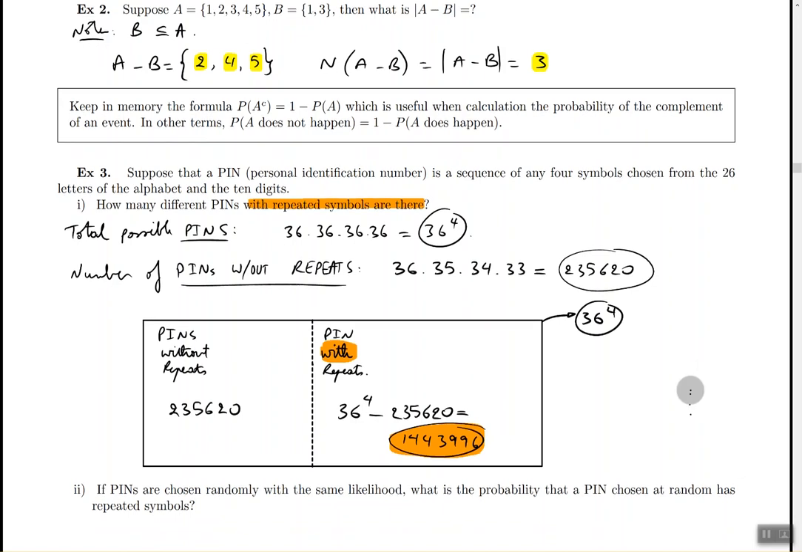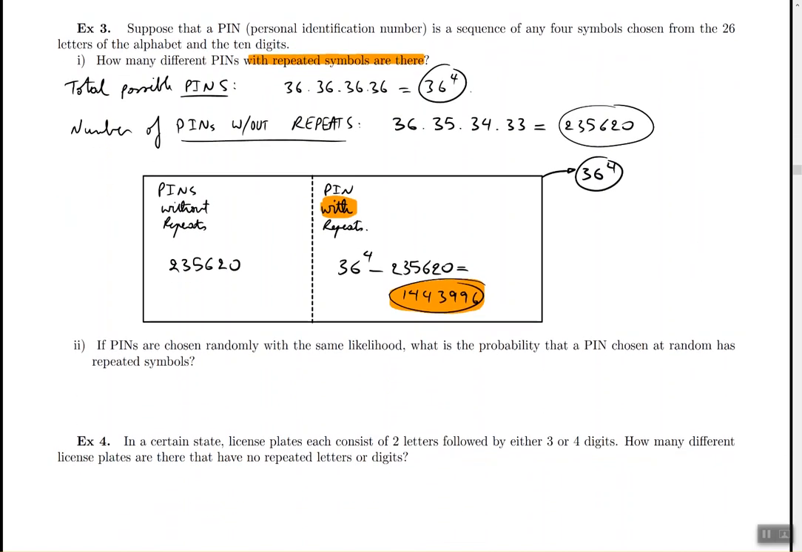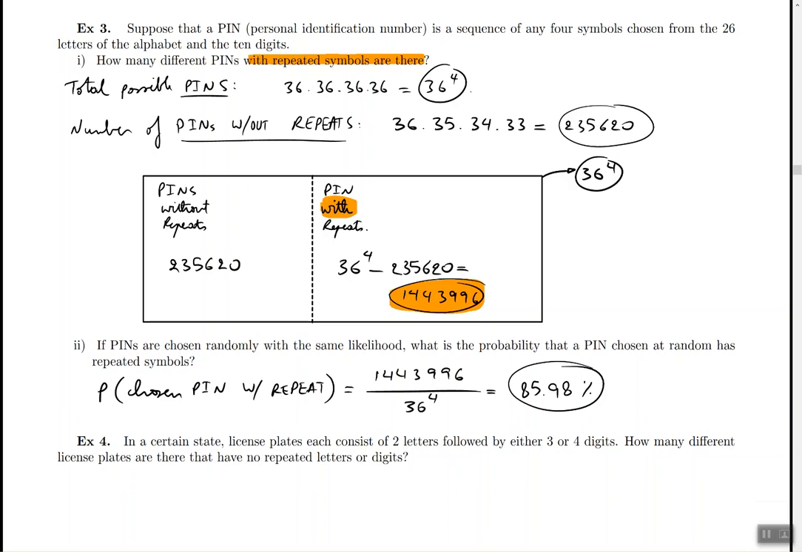Let's keep going to part 2. Now, what is the probability of choosing a pin that has a repeat? So, probability of chosen pin having repeat. Well, again, the answer is pretty straightforward. It's how many pins have some sort of repeat, which is that number that we just got, divided by the total number of pins in the universe. And again, I'm going to do a decimal, then I'm going to turn it into a percentage with 2 decimal places. So the answer is 85.98%.